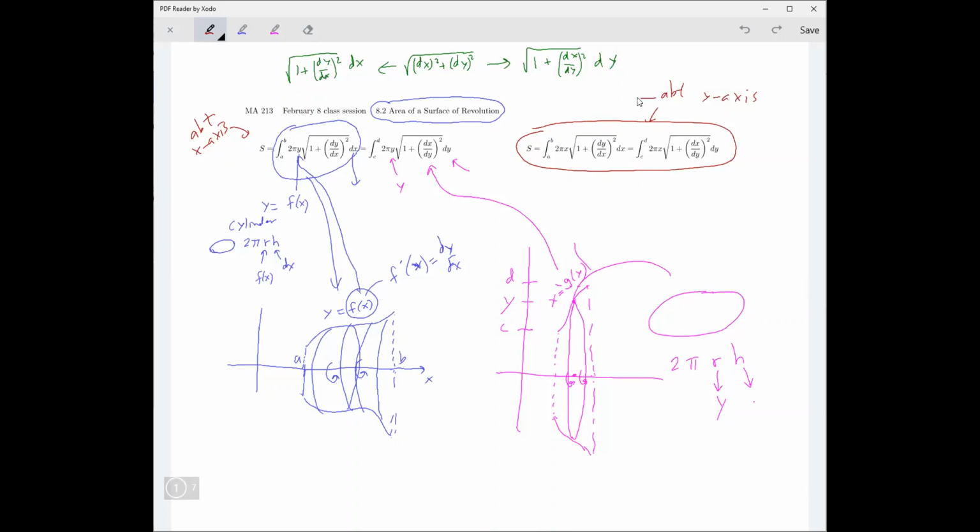Another thing, the way you can tell it's about the y-axis, I'm sorry, the way you can tell it's about the y-axis is that your radius is x. If you're rotating about the x-axis, then your radius is always y. And about the y-axis, then your radius is always x.